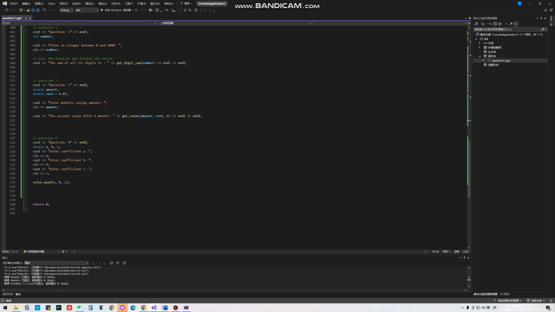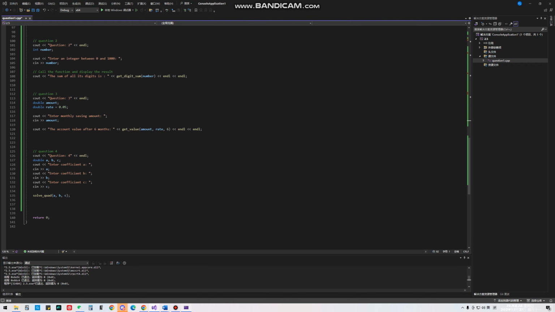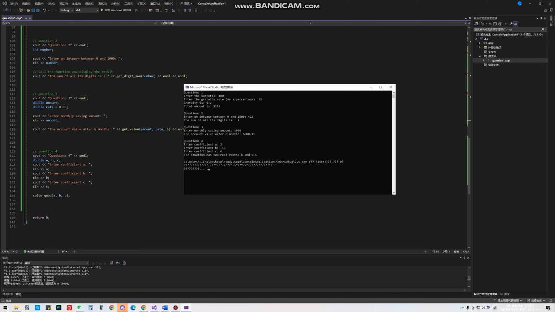Here is the main function, and we enter all three coefficients of the quadratic function, and then we use solve quad to get the answer. So here I have a function right here. a is 2, b is negative 13, and c is 6. Then we have two real roots, 6 and 0.5.